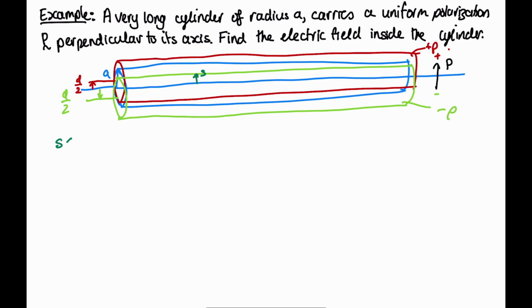We've got S is less than A. Okay, so how we always approach these problems when we want to find electric fields is with Gauss's law. And we're now going to need to consider our two charge distributions, our positive and our negative charge distribution. So let's start with positive.